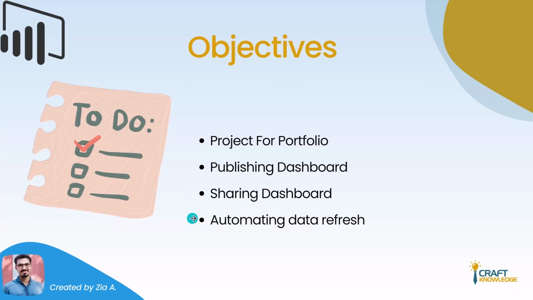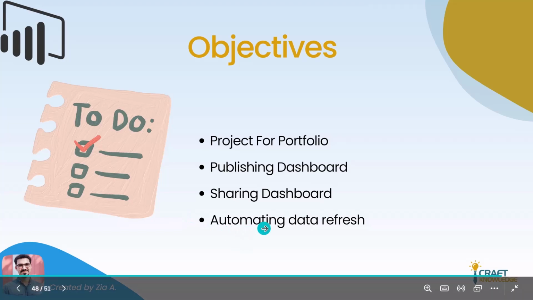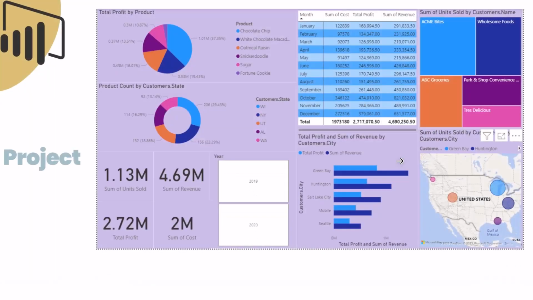Finally, we'll schedule how we can automate data refreshing, which means that we have created a report. Now what if at backend data keeps on changing? Do I have to refresh my report manually? No, not at all. We can automate that process. So let's have a quick look at the final project.